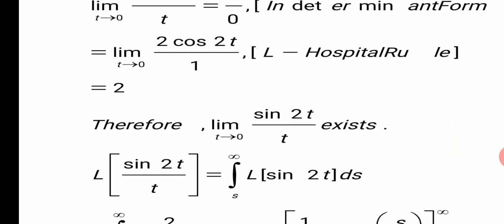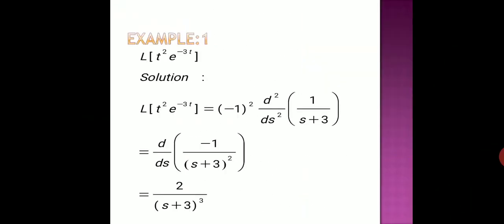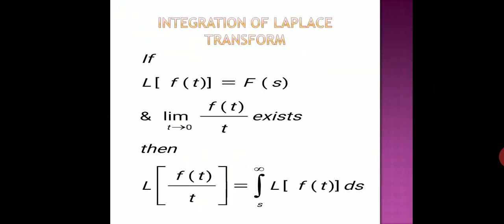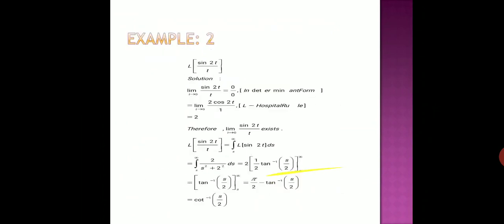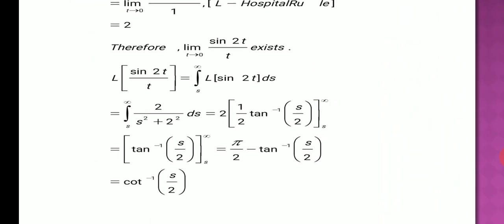L of sin 2t by t exists, so next we use the transformation integration formula. That formula is L of f of t by t is equal to the integral from s to infinity of L of f of t ds. So L of sin 2t by t is equal to the integral from s to infinity of L of sin 2t ds. L of sin 2t by the basic formula, here a is equal to 2, is 2 divided by s square plus 2 square.